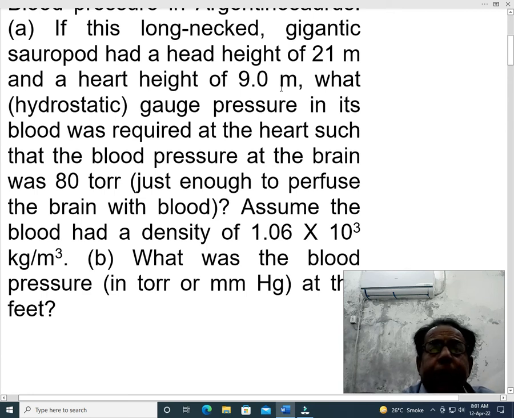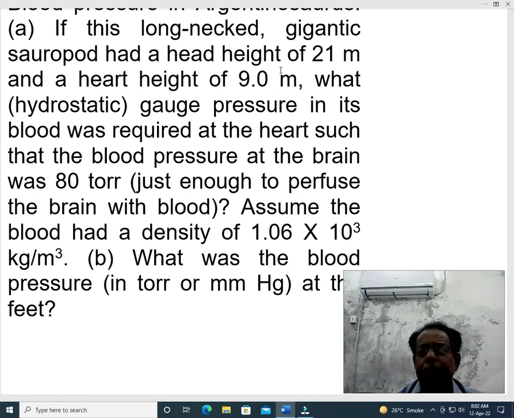If we call the first as y1 and the second as y2, then y1 minus y2. If we call the second as y1 and the first as y2, then again y1 and y2, but we will have to take the magnitude of height or length. Okay, that is 21 minus 9 equal to 12 meter. 12 meter will always be taken as positive, whether we subtract 9 minus 21 or 21 minus 9.